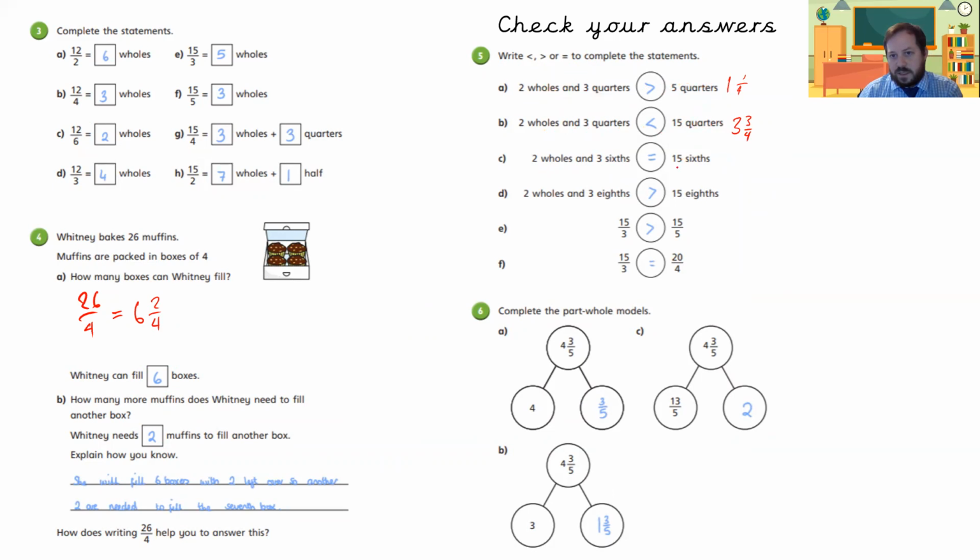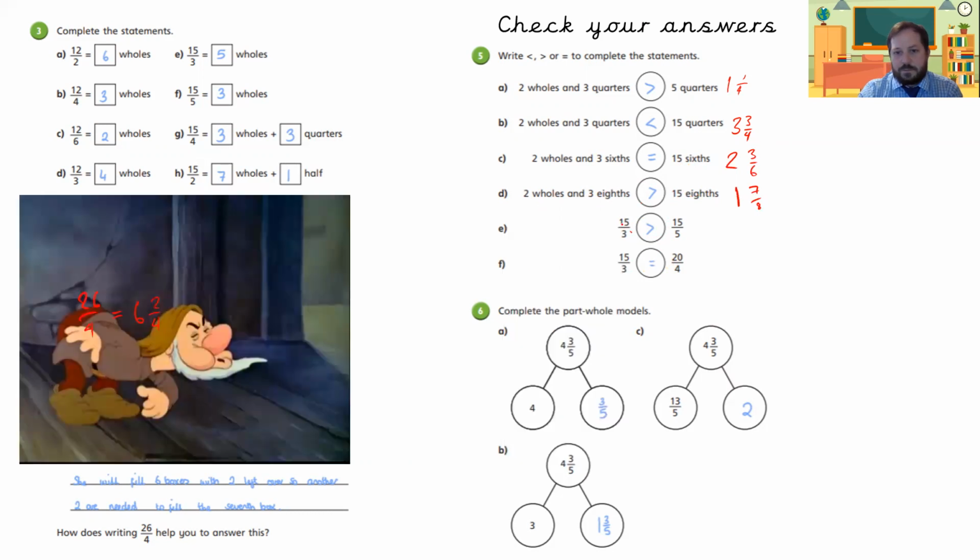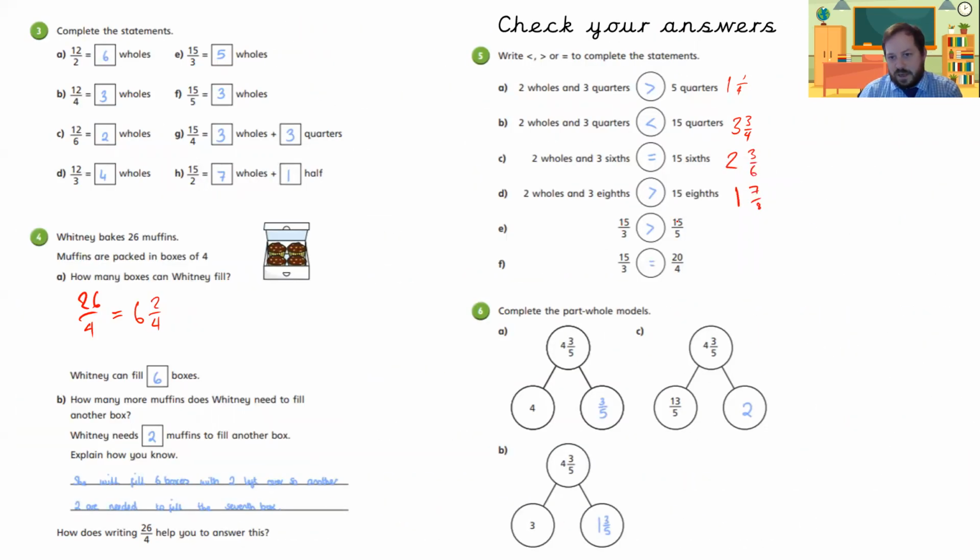2 wholes and 3/6, 16 is 2 wholes, so it makes 12 with 3 left over. 2 wholes and 3/8 or 15/8. 15/8 is only 1 7/8. So that's smaller than that one. And then you can do similar amounts on this one. You don't really have to think about it, because you know the denominators are the same. So because each part is bigger, this is going to be bigger. But in this case, you'd have to work out what that is.